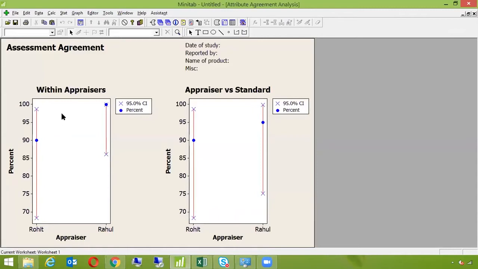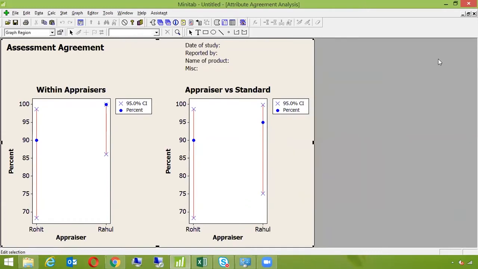Okay. So where we have within appraisers, you see Rohit 90%, Rahul 100%. Appraiser versus standard, the same thing which we calculated. Okay, Rohit 90%, Rahul 95%. So in Minitab, it's very simple.